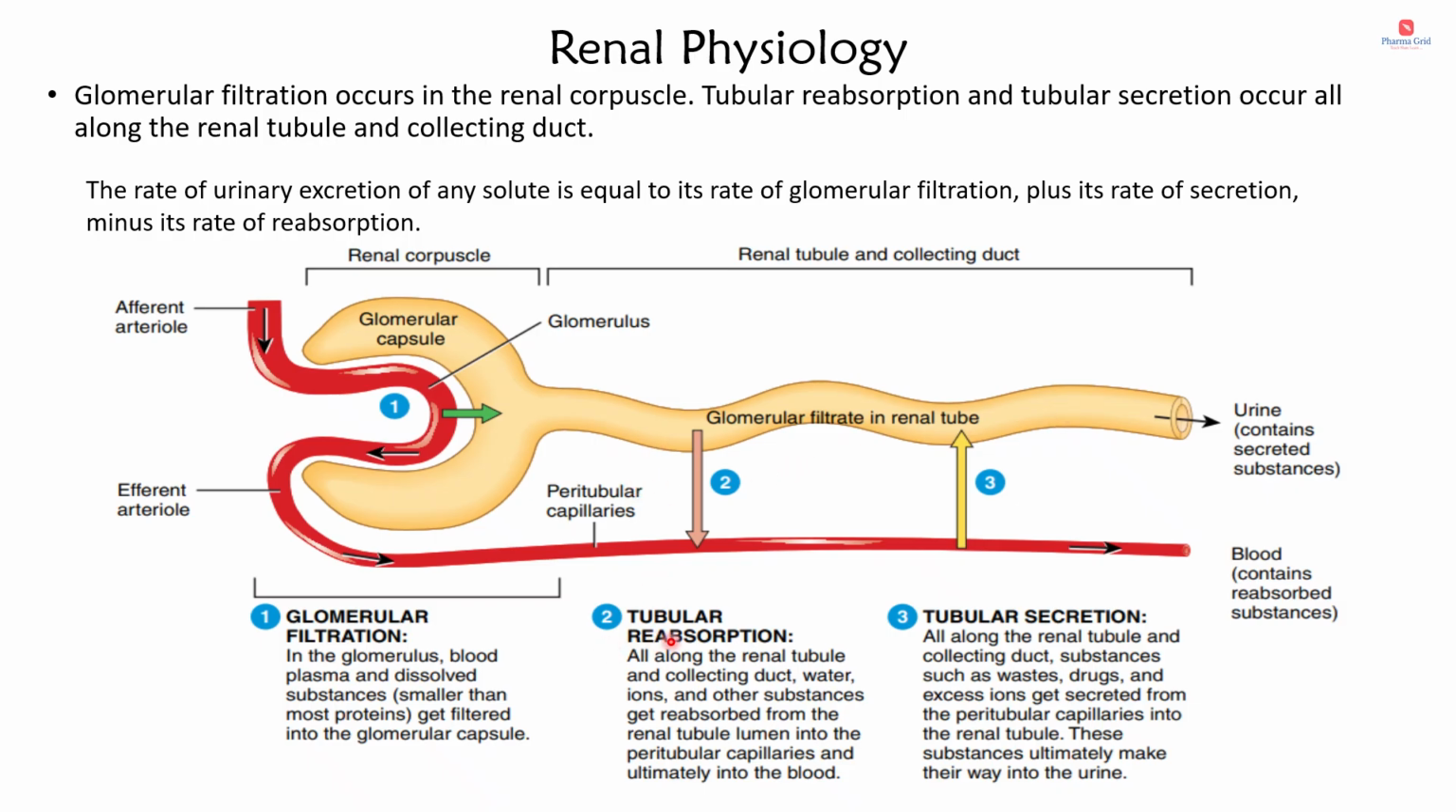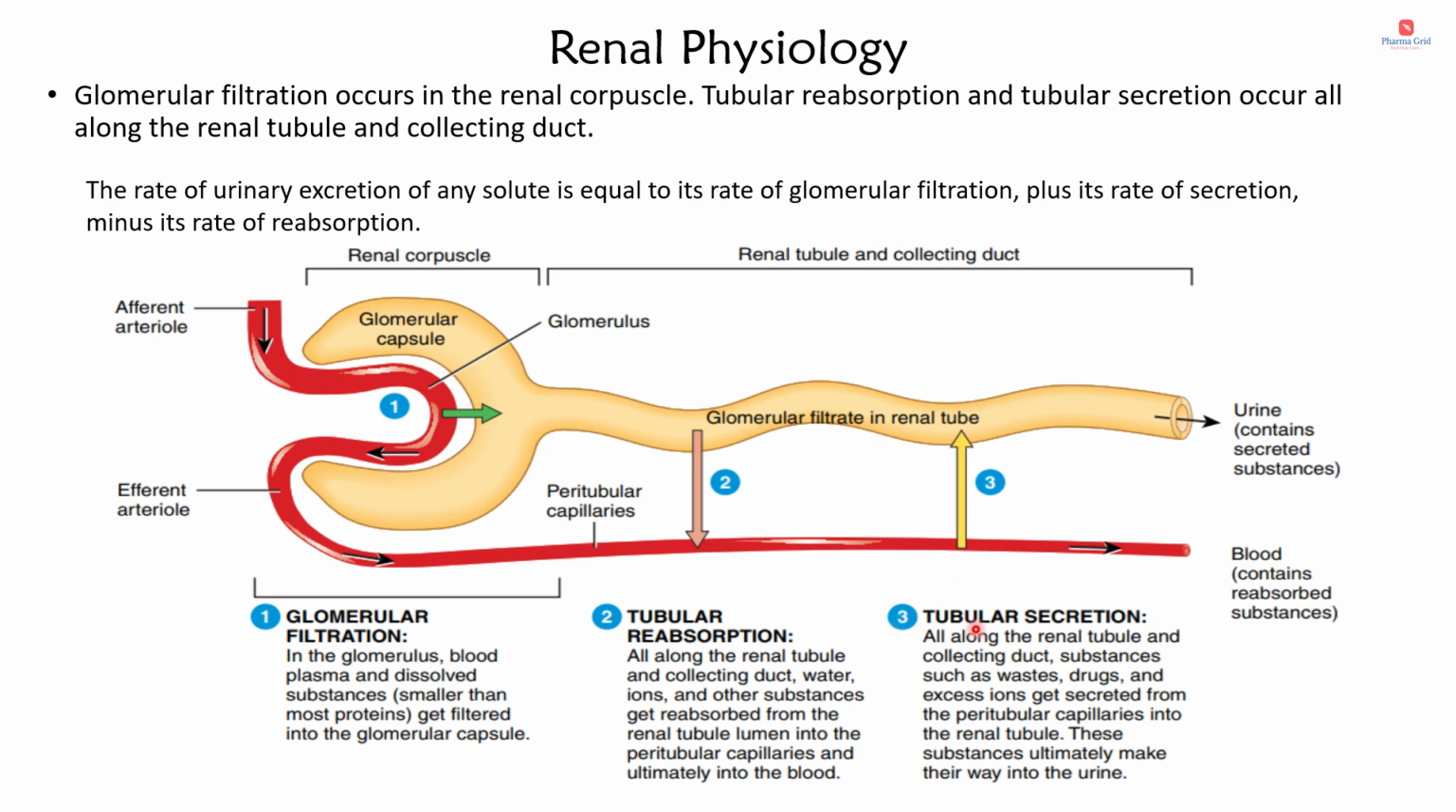The next step is tubular reabsorption. Reabsorption means reabsorbed back into the blood. From the glomerular filtrate, the components that are needed will get reabsorbed back into the blood. That is tubular reabsorption. All along the renal tubule and collecting duct, water, ions and other substances get reabsorbed from the renal tubule. See the arrow, from the renal tubule lumen into the peritubular capillaries, and ultimately into the blood. So this is what is happening in renal tubular reabsorption.